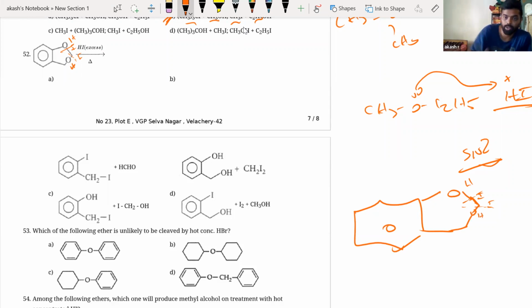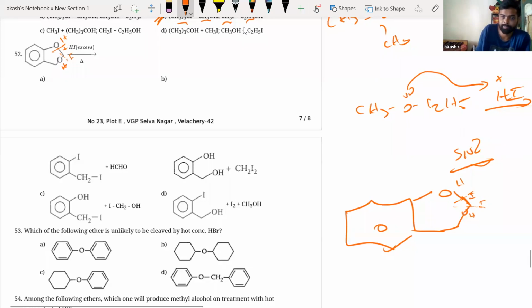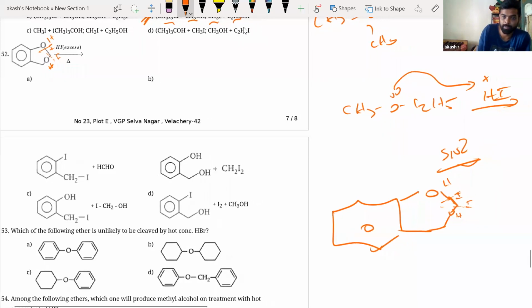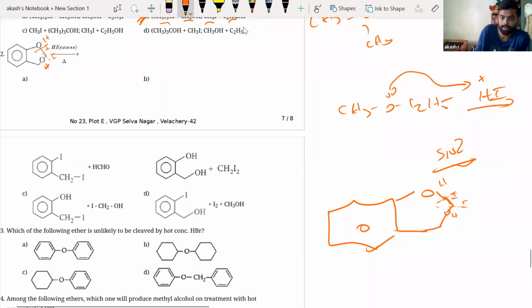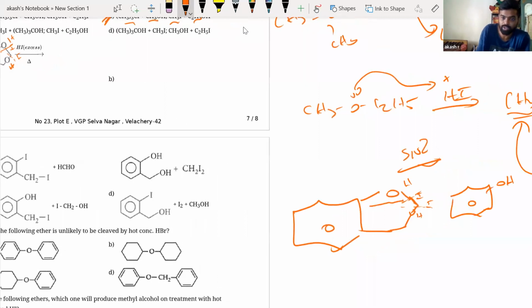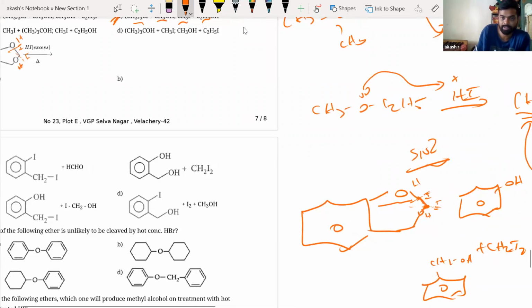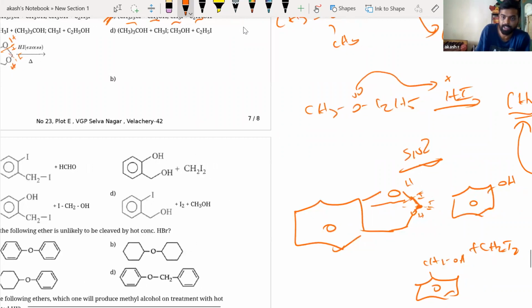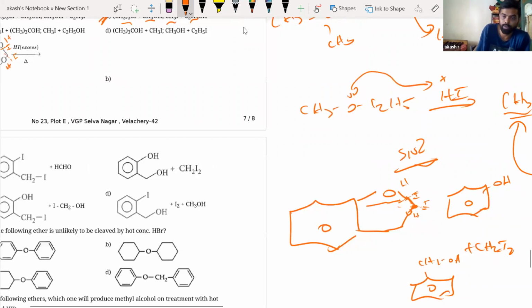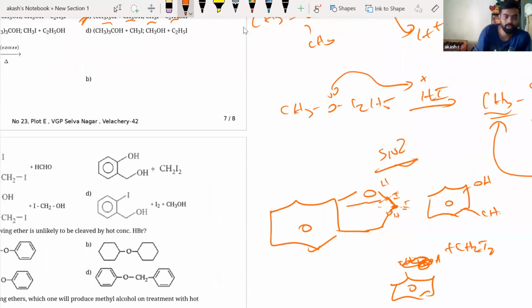So what would have formed? You would have formed definitely phenol. This part is going to form phenol. And this carbon has two I's, so CH2I2 is what would have been there. And this would have been CH2OH. It should have been the same compound; this is still attached here. So this would have been CH2OH here, and you would have formed CH2I2. So B is the correct answer to this question.